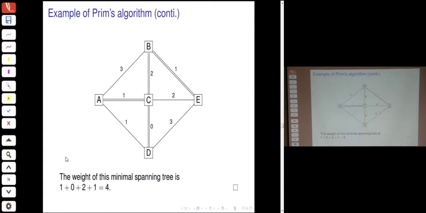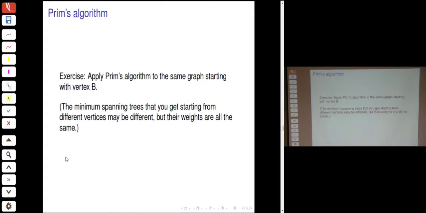Okay. So in the end, the output of Prim's algorithm is A, C, B, D, E, and the total weight is 1, 0, 2, and 1. So this is 4. So this is the algorithm. Very, very simple, right? So here's an exercise. Apply Prim's algorithm to the same graph starting from vertex B.